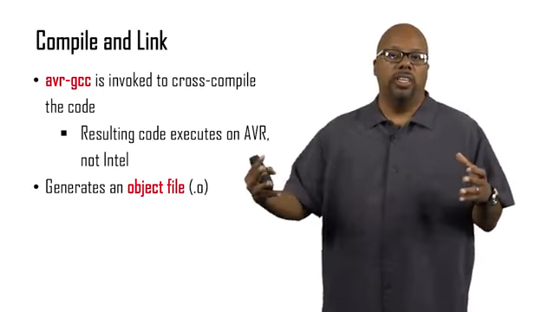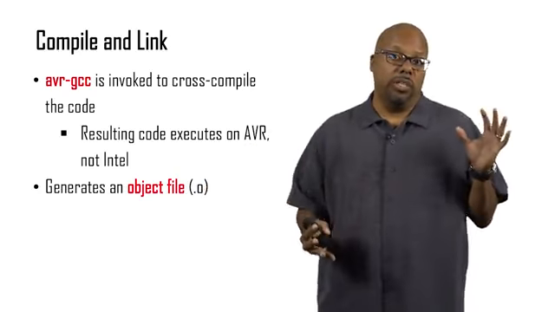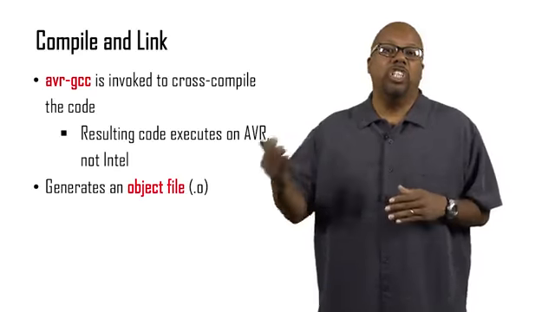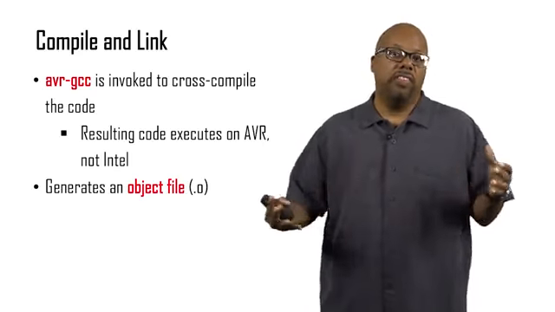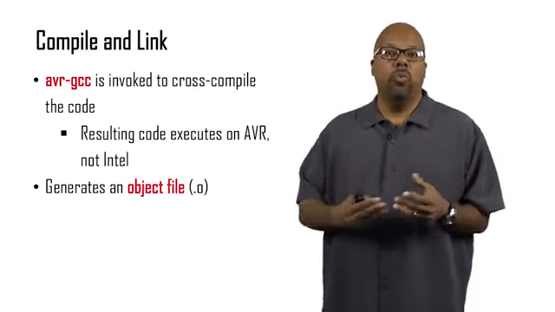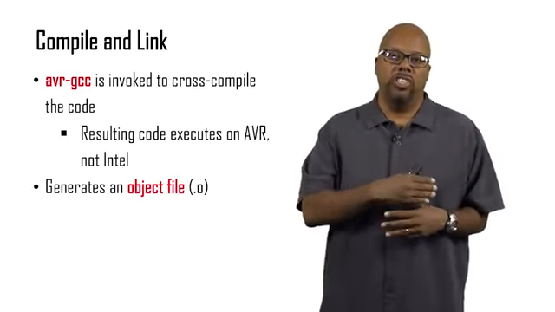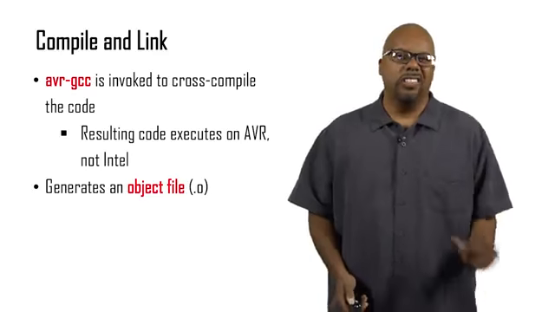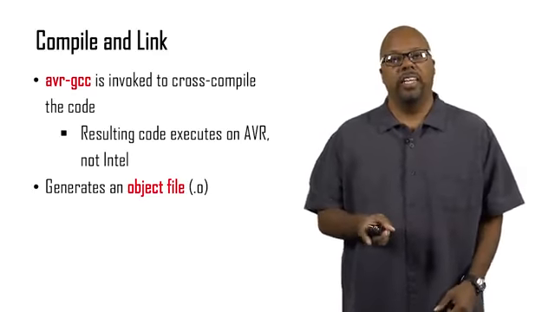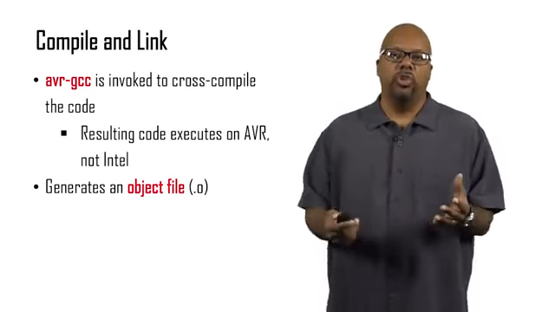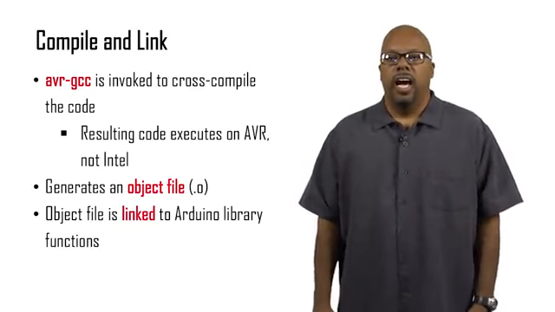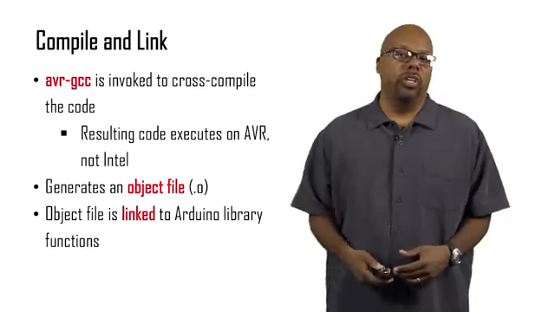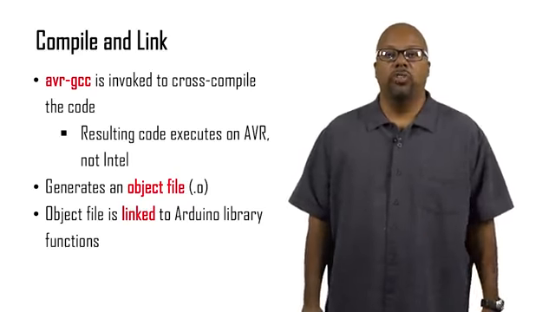When you compile them originally, you don't know where to jump to. But once you combine these .o files into one, then you know where each function is relative to the other functions, so you can put the jumps in. This is a longer story, which we will not go into, but that's the linking process. You take the .o files and you join them together. So the object file is linked to the Arduino library functions, which we're definitely using.